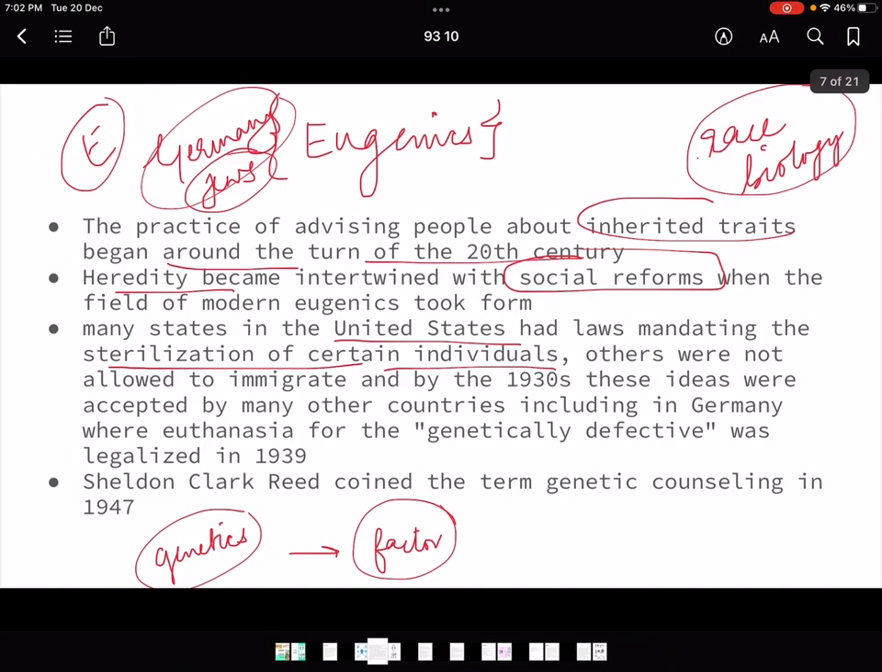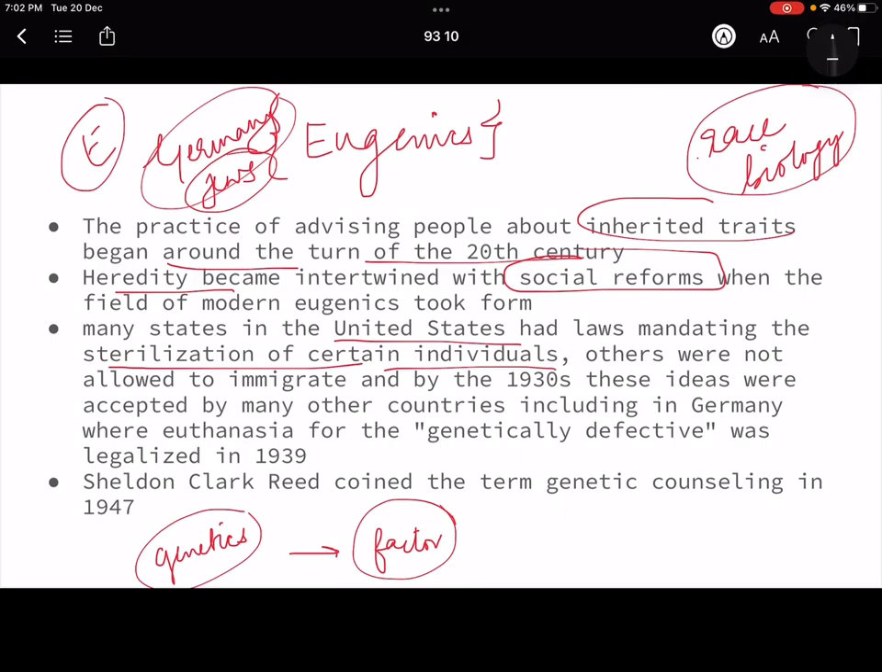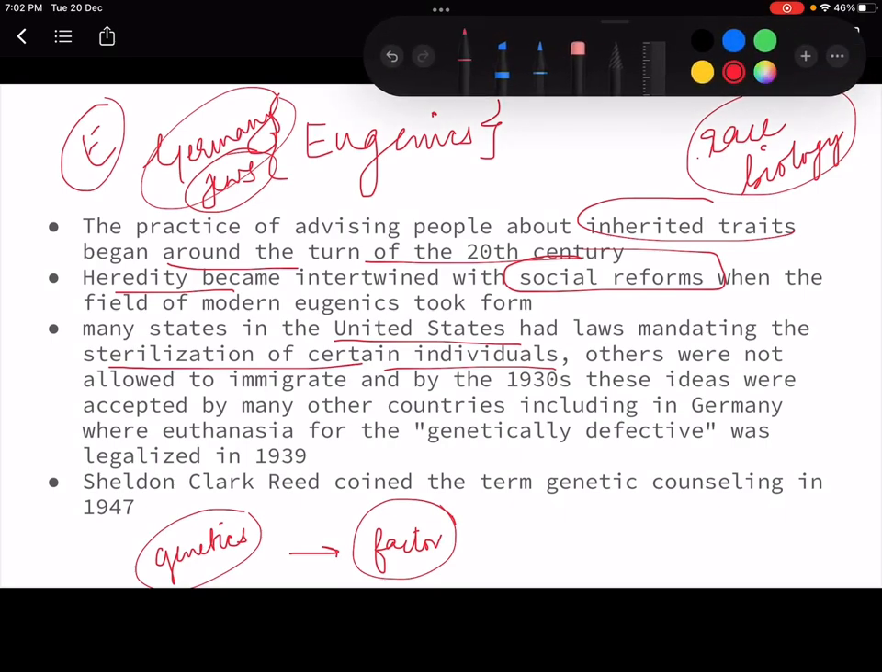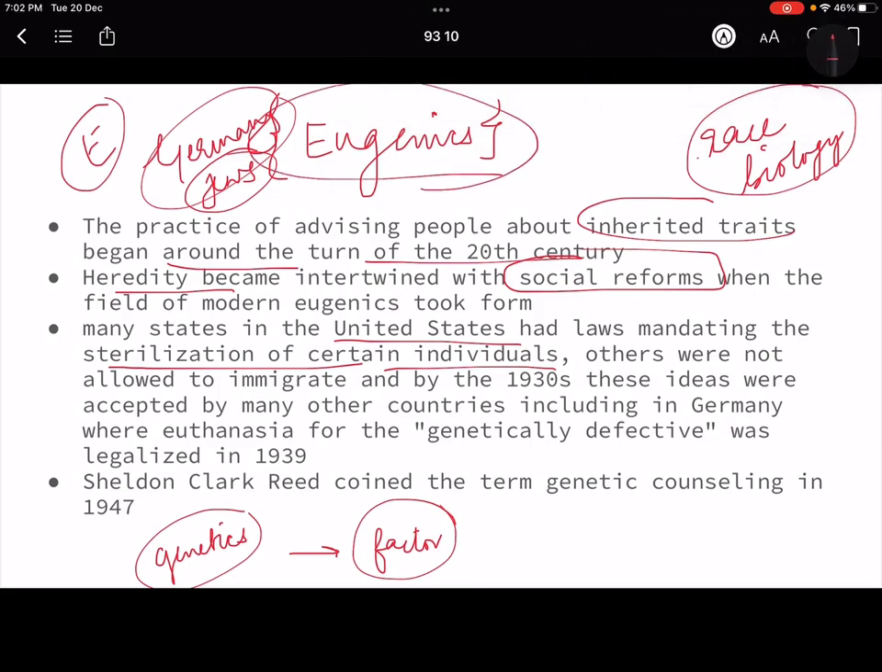That means they are often not allowed to have children, and that is a very ethical concern, right? This is a very ethical issue. You can't stop somebody from reproducing just because they are suffering from a disease. They are taking away their right also. But then there are the pros and cons of both things. So this all is a part of eugenics.